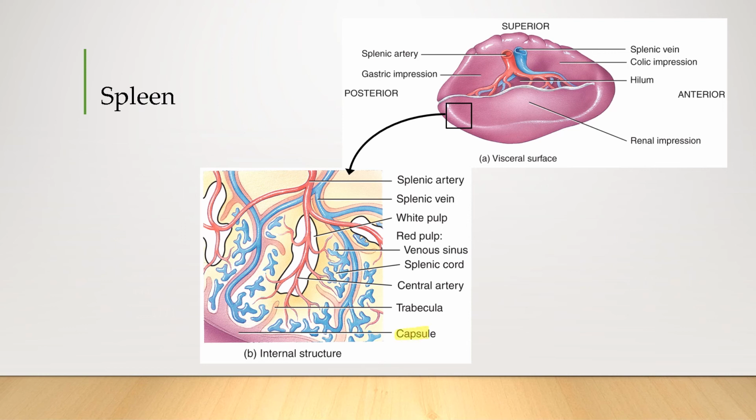Now there's a capsule of dense connective tissue that surrounds the spleen, and it's covered in turn by a serous membrane, the visceral peritoneum. Trabeculae extend inward from the capsule. And the capsule plus trabeculae plus the trabecular fibers and fibroblasts constitute the stroma of the spleen.